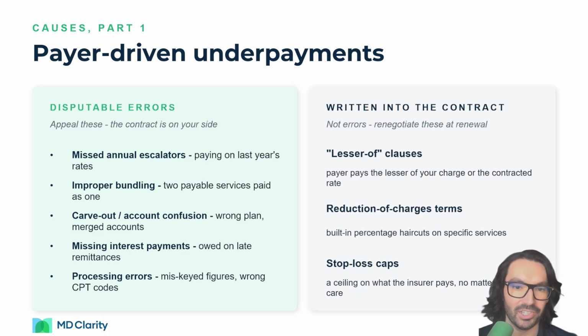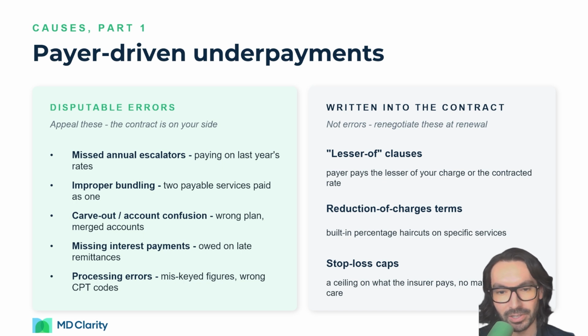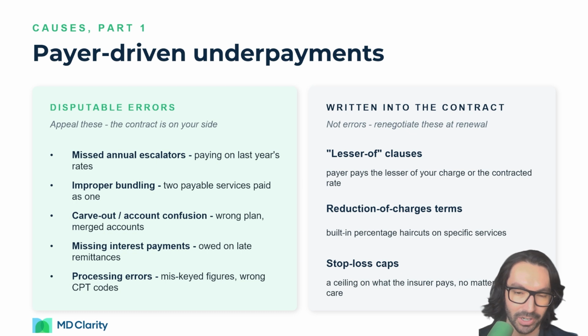But then there's a second subcategory I want you to handle differently. Terms written into the contract itself. Lesser of clauses, where the payer pays the lesser of your charge or the contracted rate. Charge reduction provisions, stop-loss caps on what the insurer will pay. These will trigger variance alerts, but they're not errors. You agreed to them. The remedy isn't an appeal, it's renegotiation at the next contract update.